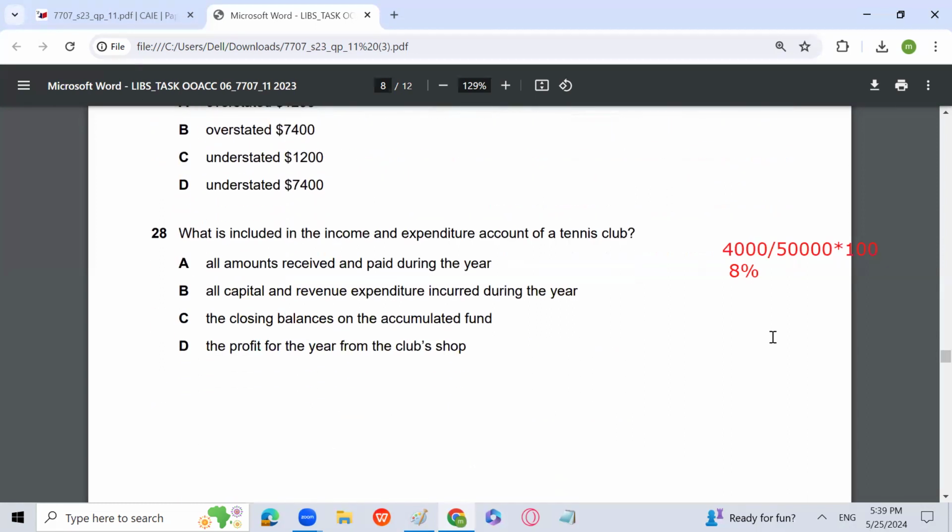What is included in the income and expenditure account of a tennis club? All amount received and paid? No. All capital and revenue expenditure incurred during the year. The closing balance on the accumulated fund. The profit for the year from club's shop. Yes. Anybody?